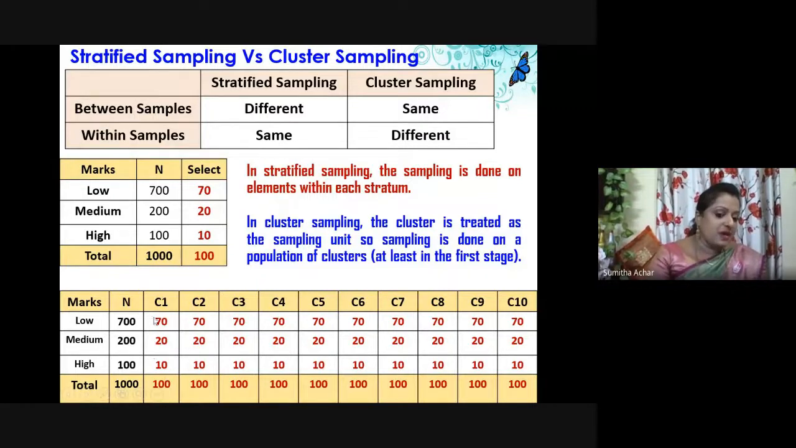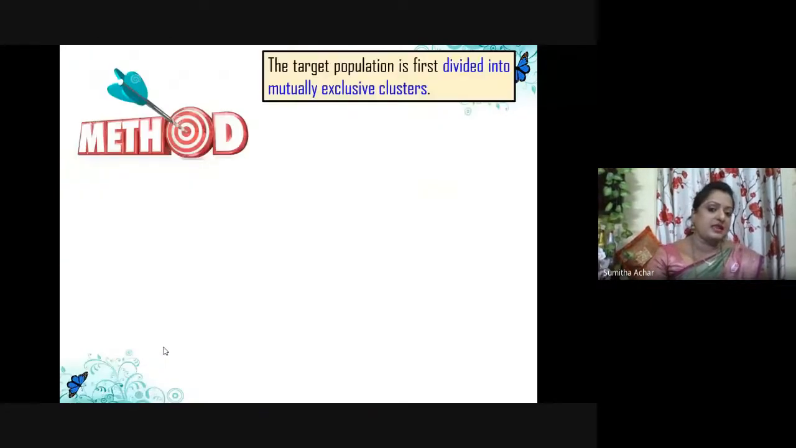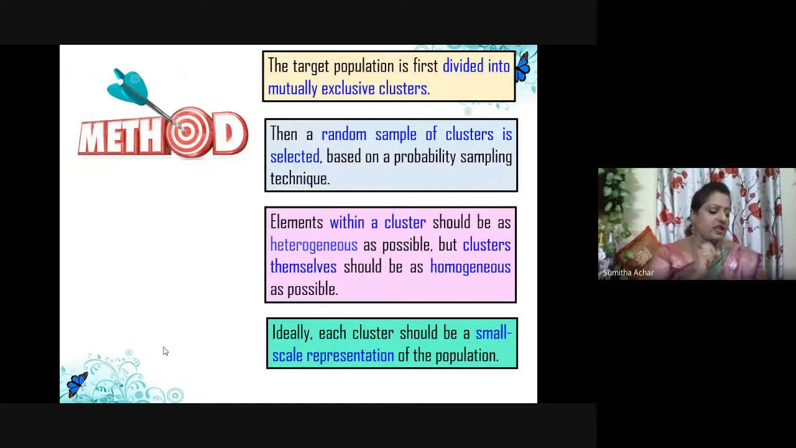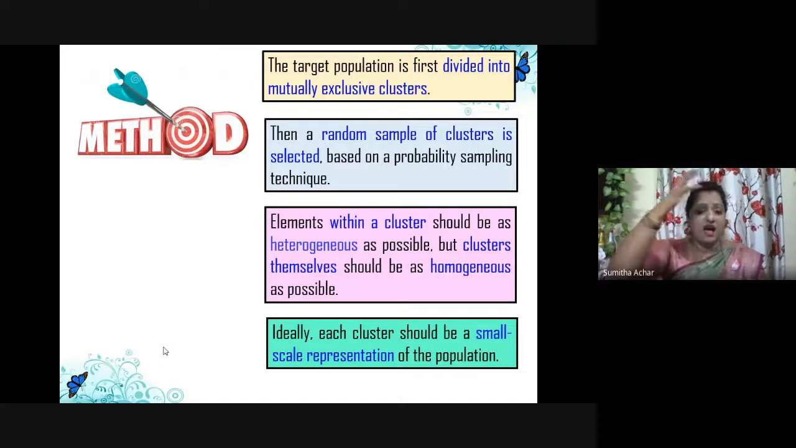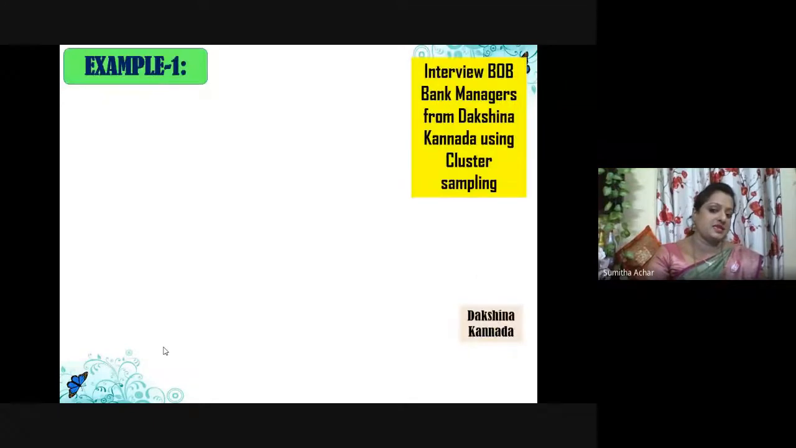Are you understanding this? Between cluster C1 and C2, the samples are all the same, 70 students, and so on. But within the clusters, they're all different, right? So this is the basic understanding of cluster and stratified sampling. But when should I go for cluster sampling? Generally, people call this area sampling or geographical sampling. Why? Because it is easy for a researcher to divide a large geographical area into different clusters, right? That's why people call this cluster sampling.